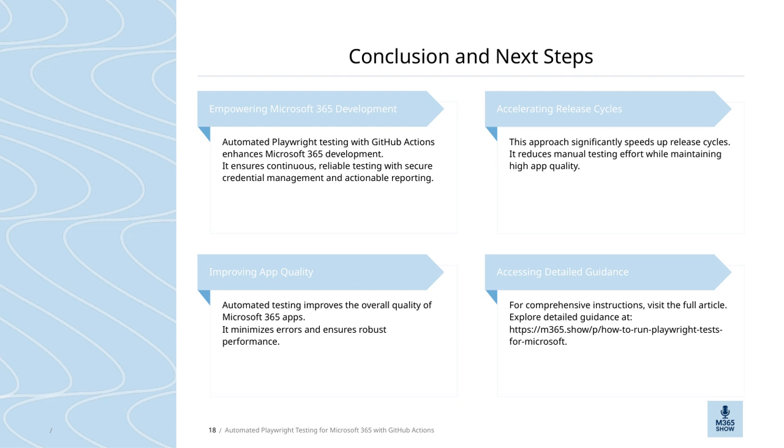Remember, automated testing plays a crucial role in improving the overall quality of Microsoft 365 apps. It helps minimize errors and ensures that the apps perform reliably across different scenarios. By adopting this approach, you can significantly speed up your release cycles. It reduces the manual effort involved in testing while still maintaining high standards of quality, so you can deliver updates faster and more confidently. Finally, integrating automated Playwright testing with GitHub Actions empowers your development process.